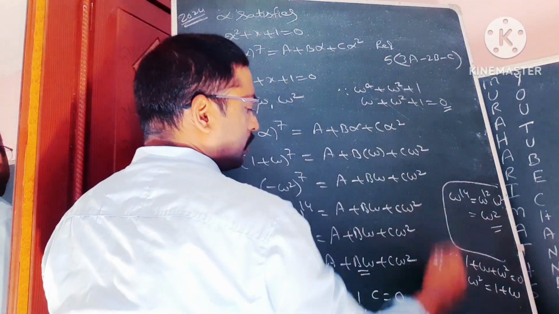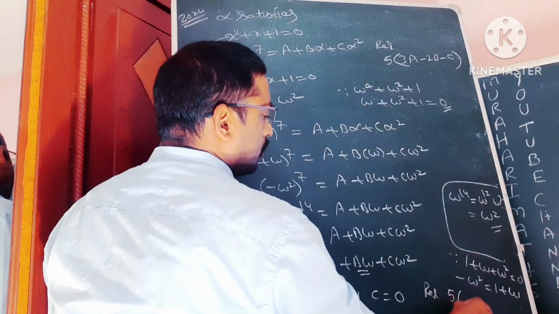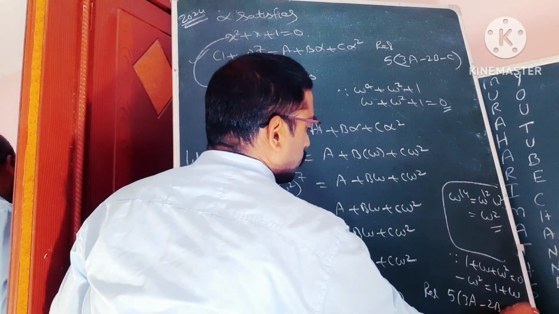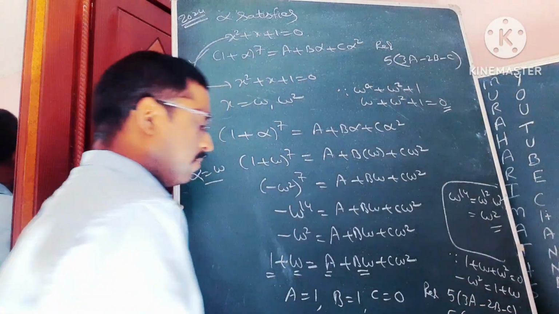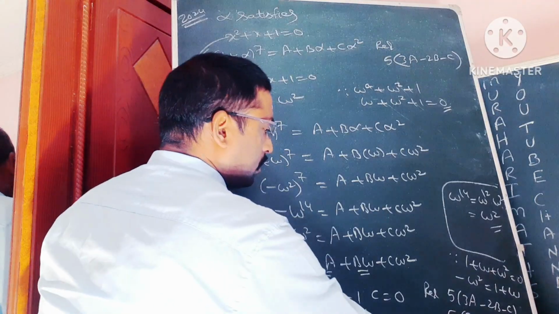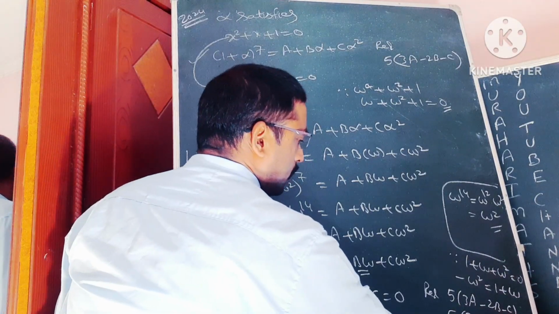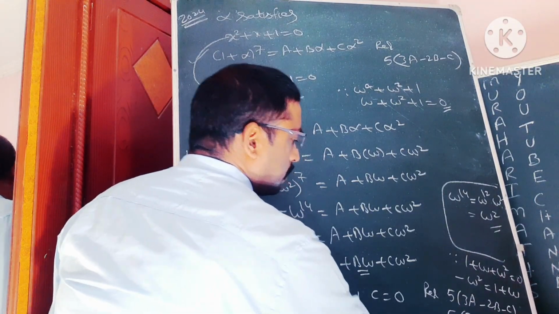What is required here? 5 times of (3a minus 2b minus 3). 5 times of 3a, 3a value 3, 3 into 1. 2b is 2, minus 2, minus 0. How much we get answer? 5 we get.